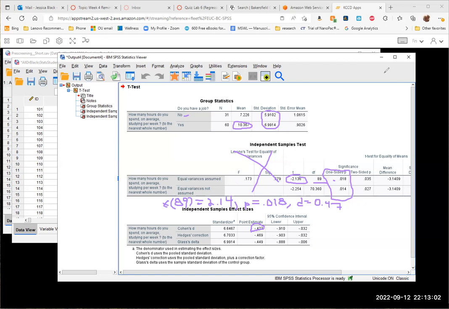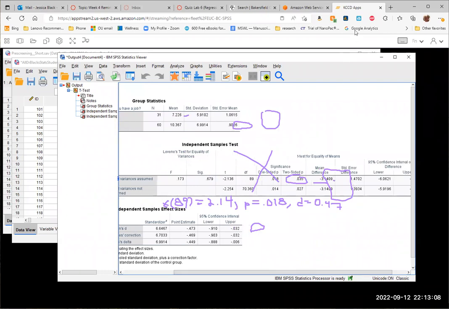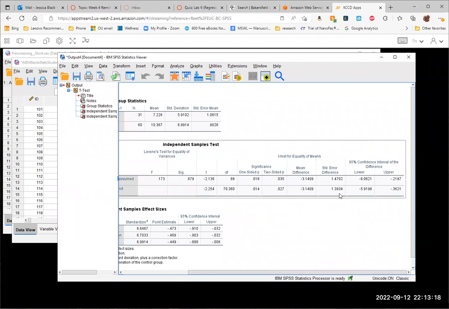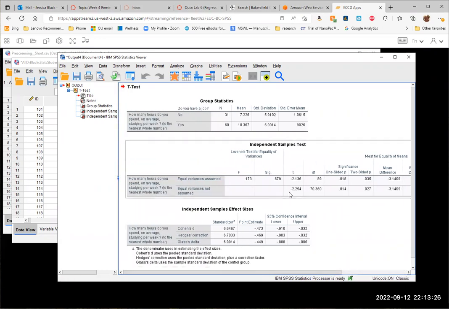Other things we have here: if we scroll over, let me clear these drawings out. We also have the mean difference here, and the 95% confidence interval around the difference. All right, so that's how you run an independent samples t-test.